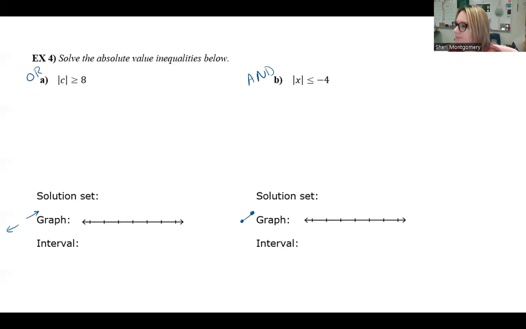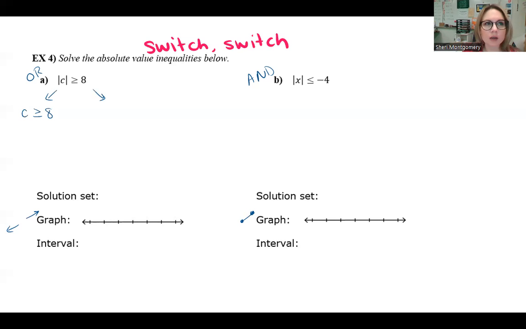Are we ready to solve? For these, once the absolute value is isolated, we can split it. So an or statement, we're going to split into two, and one side's going to look exactly the same way that it looks without absolute value bars. So C is greater than or equal to 8. The other one, this is a little bit different. You got to flip. You got to switch. So I'm going to write that down. Switch. So this time when you go out the other side, you have C, and then we're going to flip the sign, or switch the sign. So switch them both.